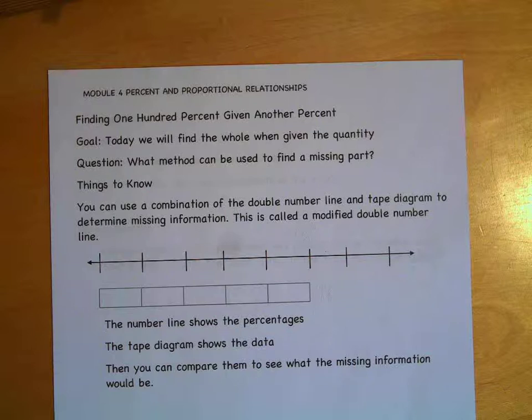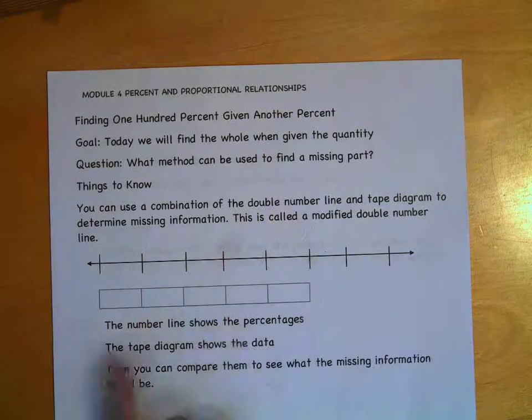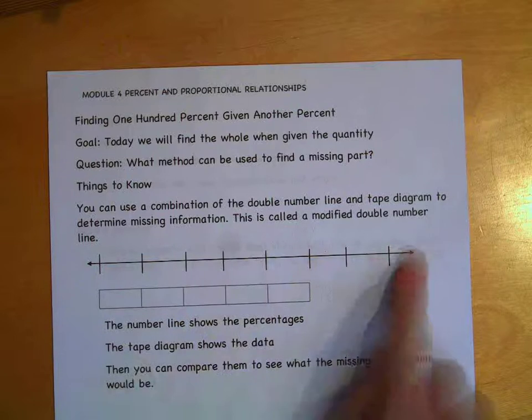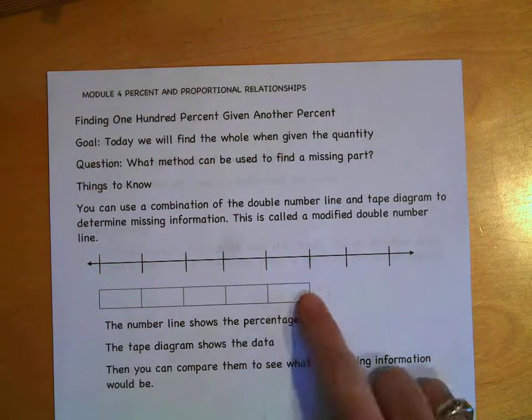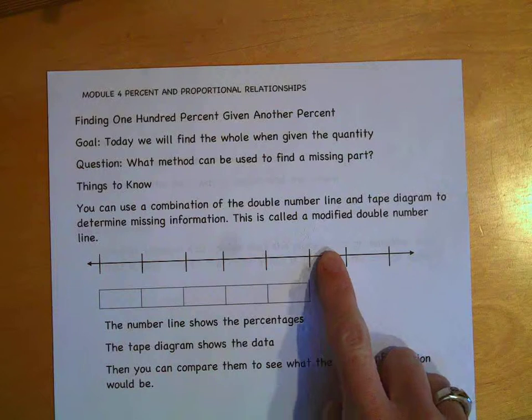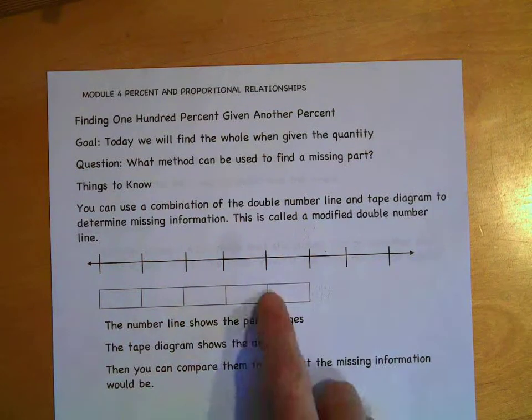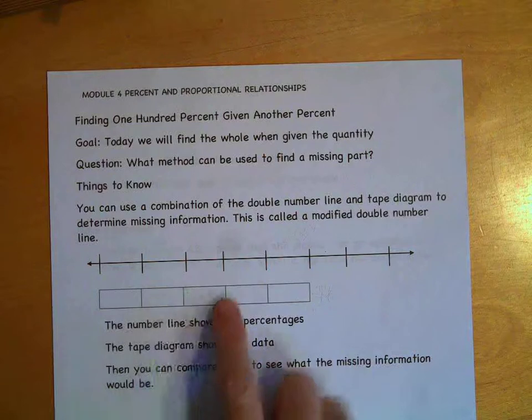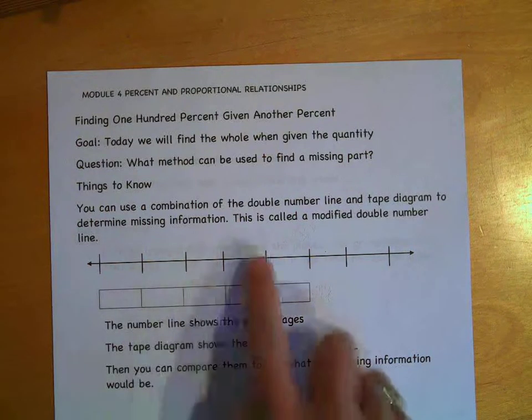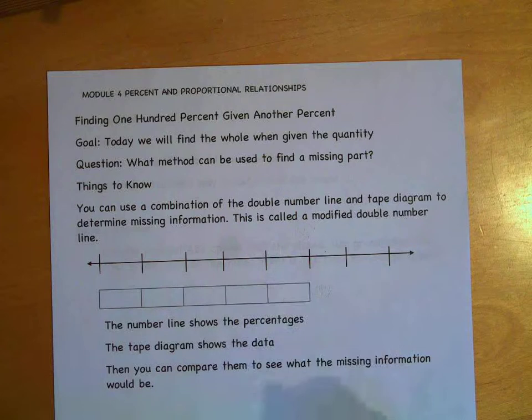In the things to know section, you can use a combination of the double number line and a tape diagram to determine the missing information. This is called a modified double number line. So we have a regular number line right here, and the number line shows the percentages. The reason they're combining the tape diagram with the number line is to be able to put the data inside the tape, and then all of the sections of the tape line up with the sections of the number line, and so that's how you can visually see what it would be. Then you can compare to see what the missing information would be.